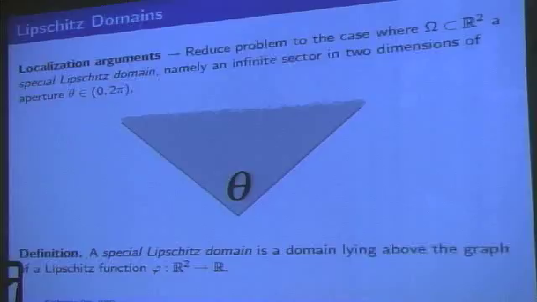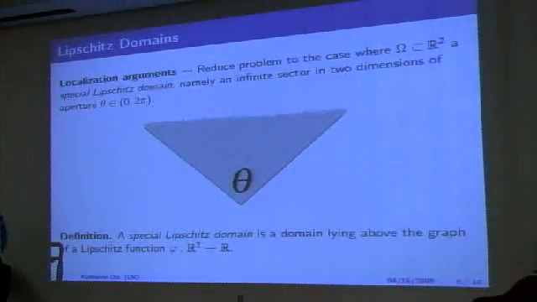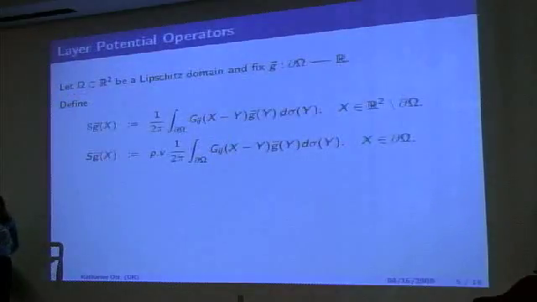Now the types of domains I'll be working in, again, curvilinear polygons, but via a localization argument, we're able to reduce the problem to looking at the regularity problem on sectors in 2 dimensions, infinite sectors of aperture theta between 0 and 2 pi. And these types of domains fall under the category of a special Lipschitz domain, that is, a domain lying above the graph of a Lipschitz function. Okay, keep looking there because it's too big to read.